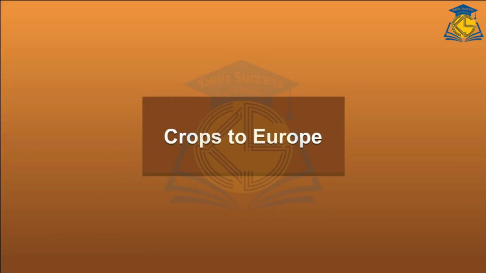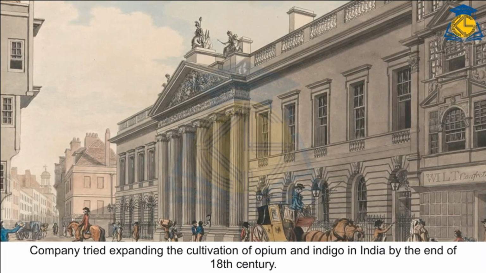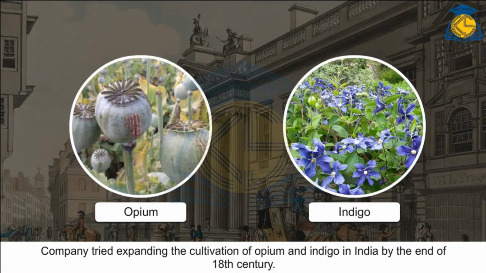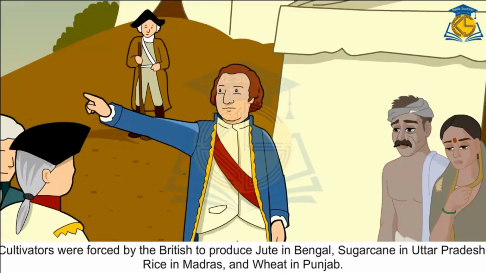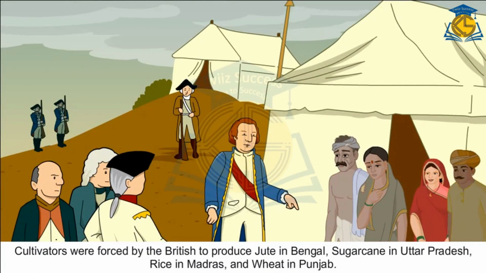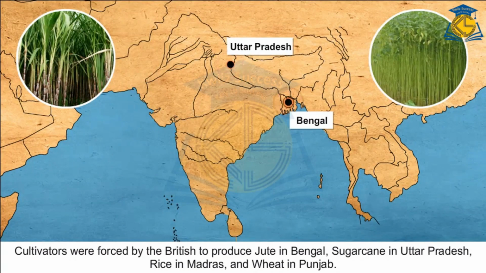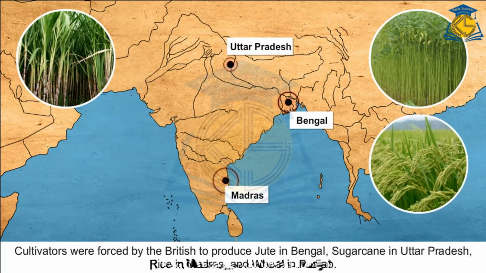Crops to Europe. The company tried expanding the cultivation of opium and indigo in India by the end of the 18th century. Cultivators were forced by the British to produce jute in Bengal, sugarcane in Uttar Pradesh, rice in Madras, and wheat in Punjab.